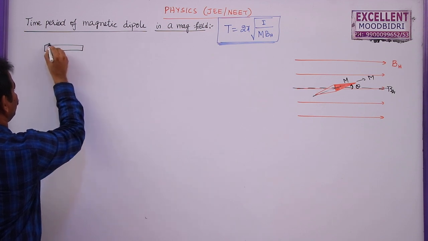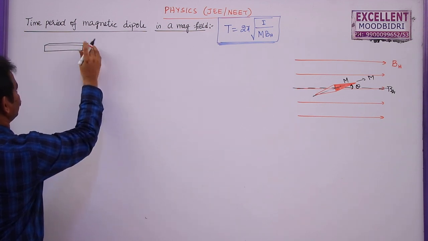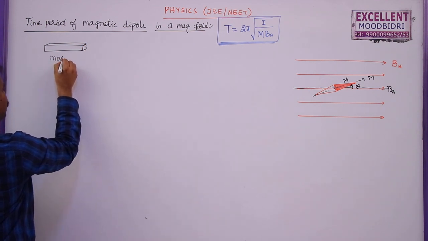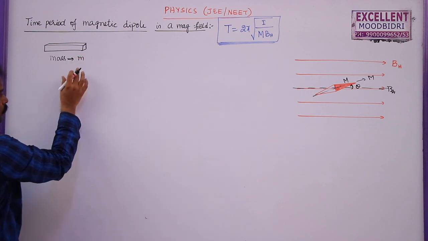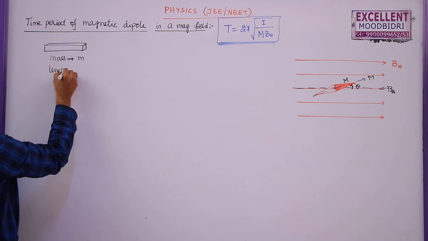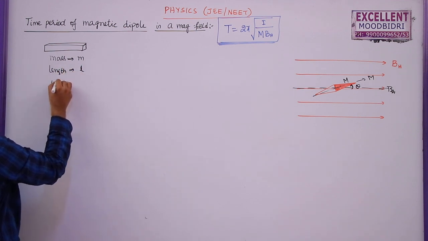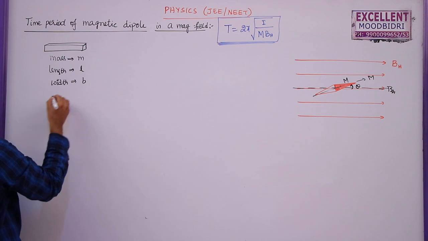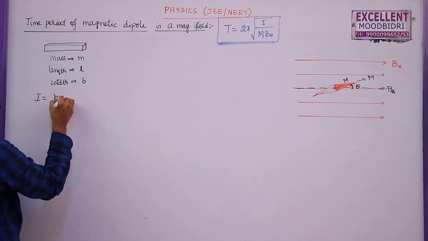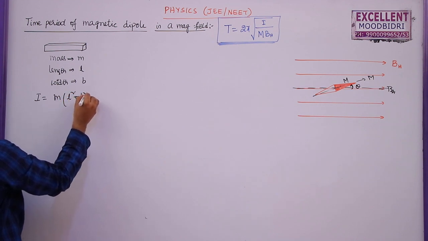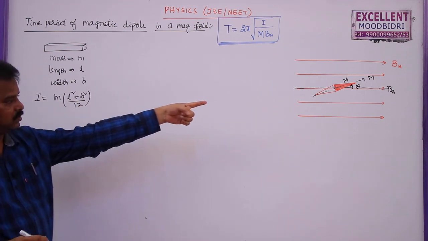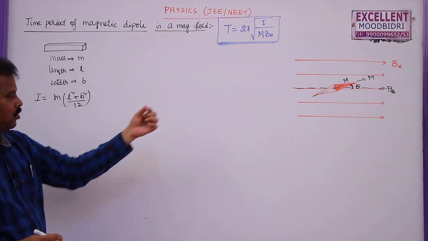Generally in the form of a cuboid, we consider mass as m. Don't confuse with pole strength here. The mass of this one is m, length L, and the width b. So the moment of inertia generally given for this one is m into (L square plus b square) by 12. But this is for a usual cuboid; for a magnetic needle or small bar magnets, it is different.